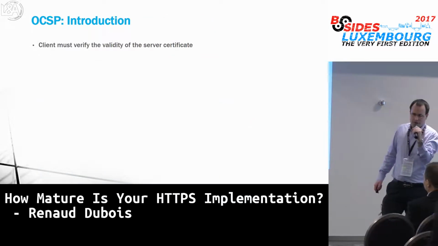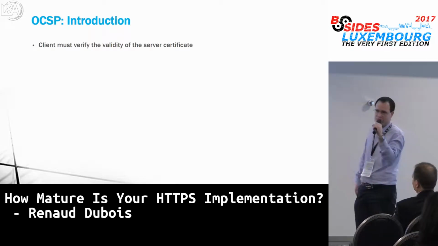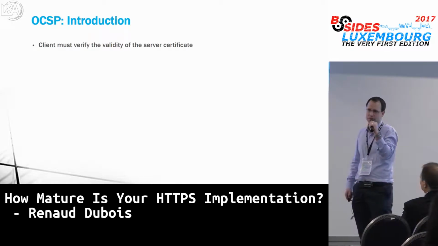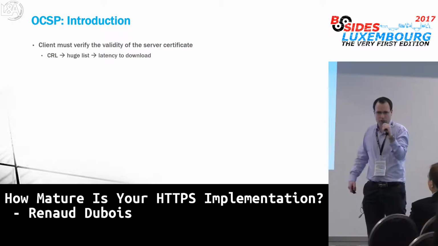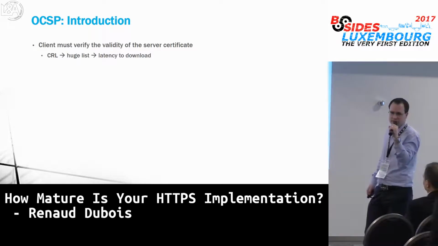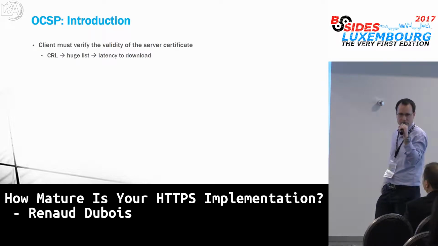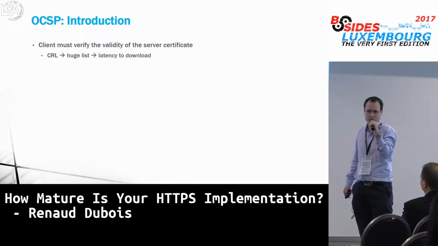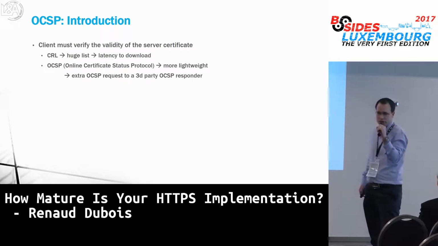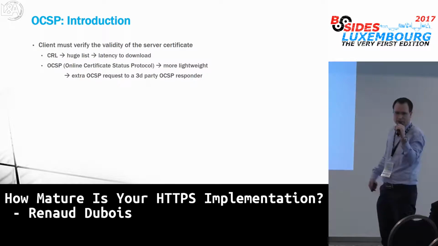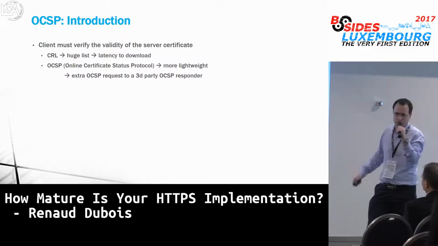Another very interesting feature: OCSP. So what is OCSP? In HTTPS, the client needs to validate that the server certificate is not revoked. The typical way of doing it is the CRL, Certificate Revocation List. But the problem is that it is a list which is growing and could introduce some latency. OCSP, Online Certificate Status Protocol, is lighter, but requires another query to the OCSP responder.